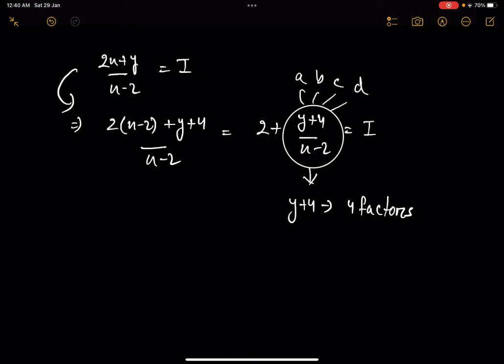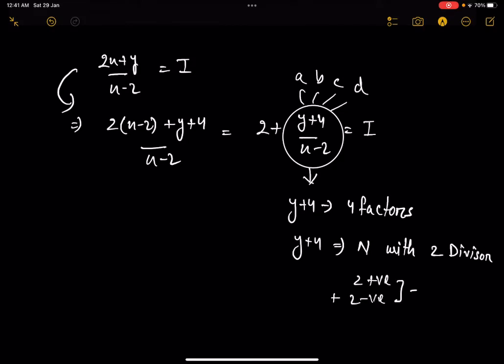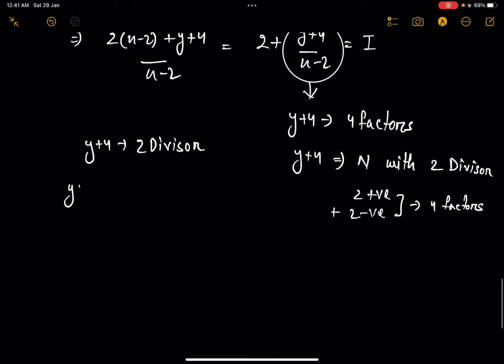Then what can I say? That y plus 4 is a natural number with 2 divisors, so that it will have 2 positive factors and 2 negative factors. So with that we will get 4 factors. So I need y plus 4 with 2 divisors. And what type of numbers have 2 divisors? Prime numbers. So y plus 4 belongs to prime numbers.